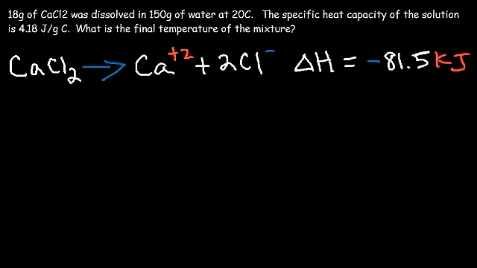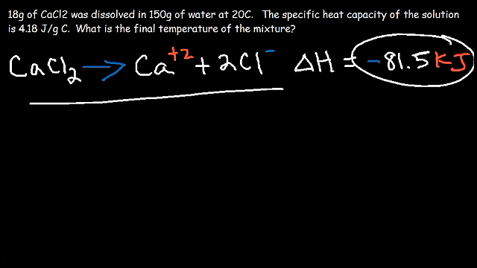Let's try this one. 18 grams of calcium chloride was dissolved in 150 grams of water at 20 degrees Celsius. The specific heat capacity of the solution is 4.18. What is the final temperature of the mixture? So we have a thermochemical equation. That is an equation that is associated with an enthalpy value.